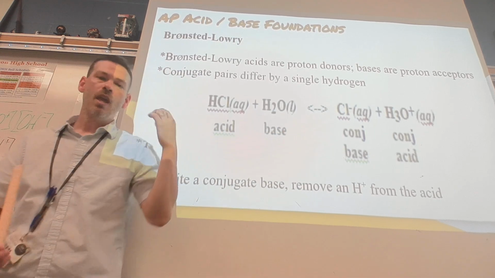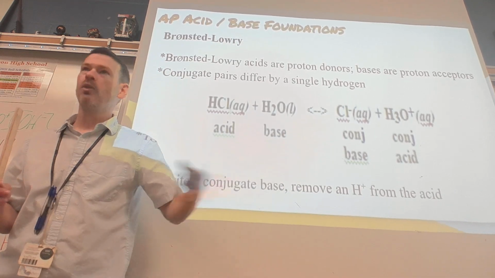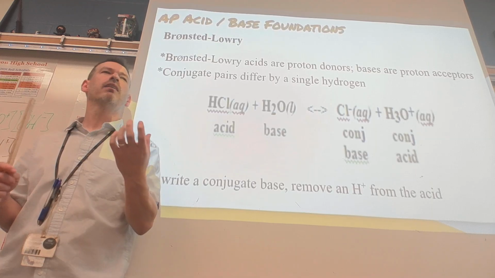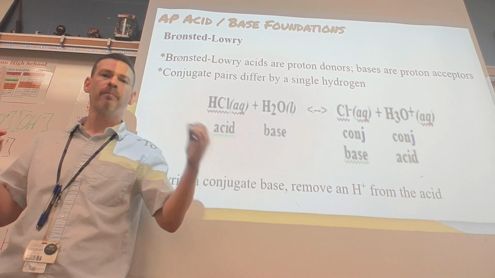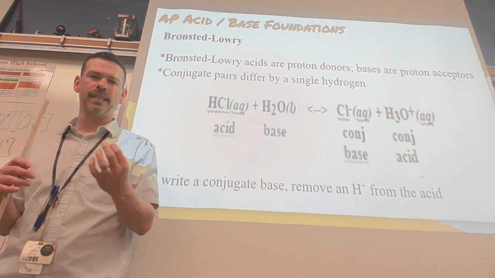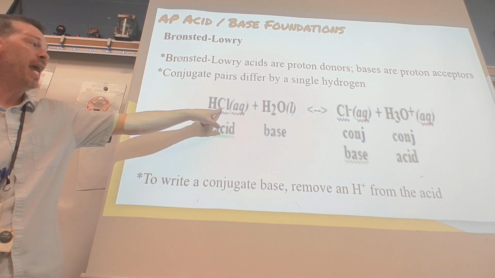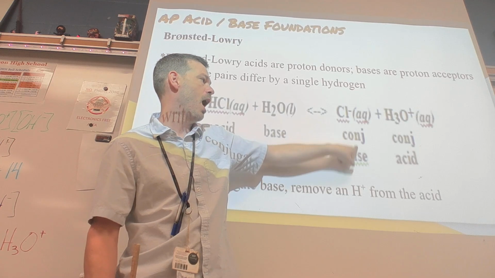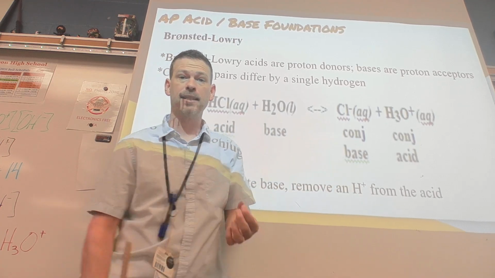But then there's the vocab. Whenever you change the substance, we automatically call it a conjugate, right? It's going to be the result of the change. It's a conjugate of the opposite type of species. So if it started as an acid, when you change it, it becomes a conjugate. Opposite species is a base.